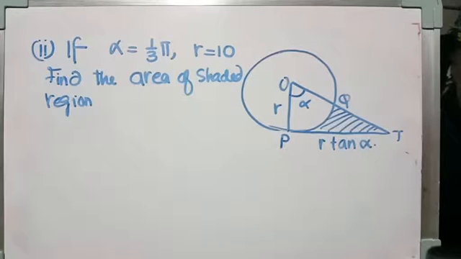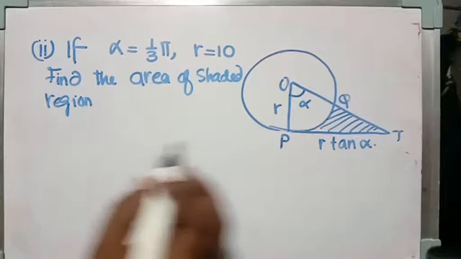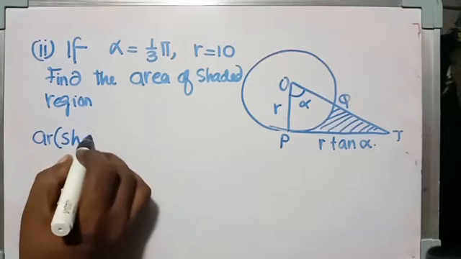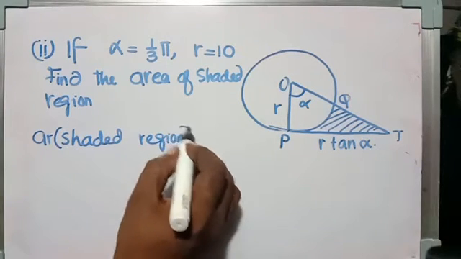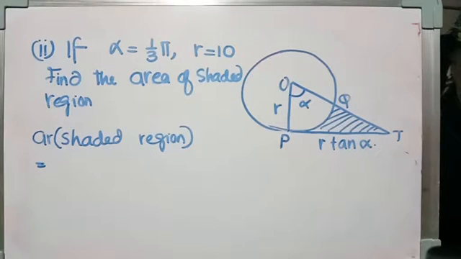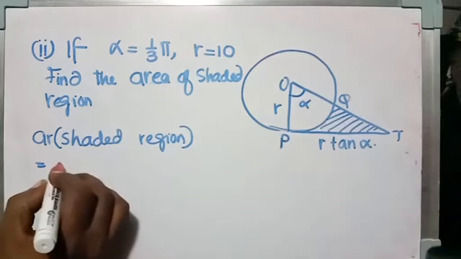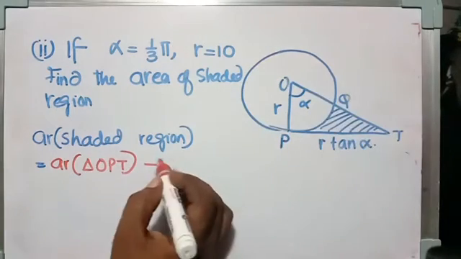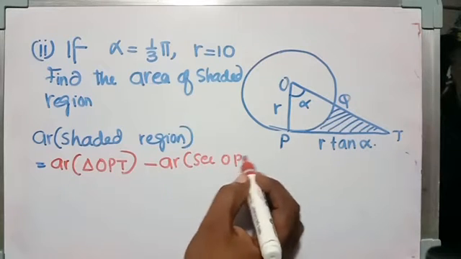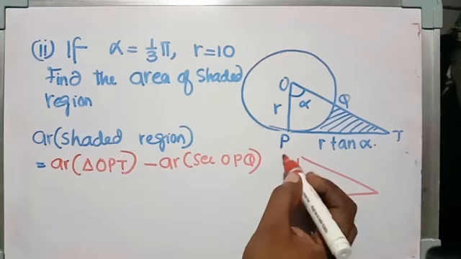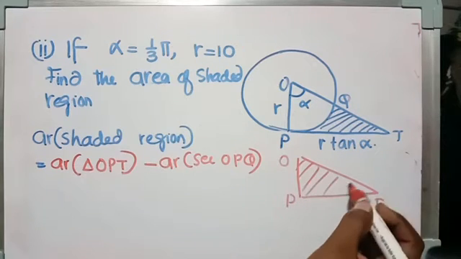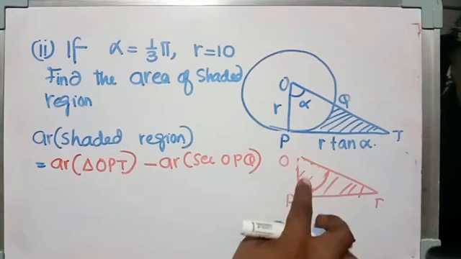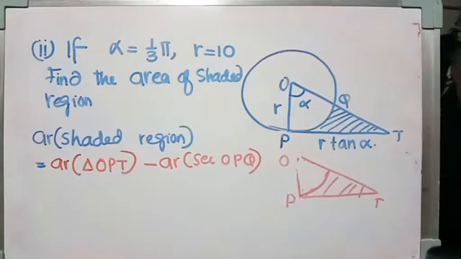The second part of the question is, if alpha is equal to 1 by 3 pi and R is equal to 10 centimeter, find the area of the shaded region. So this is a direct question. The area of the shaded region is equal to the area of triangle OPT minus the area of sector OPQ. From the full triangle OPT area, delete the area of the sector so that we get the shaded area.